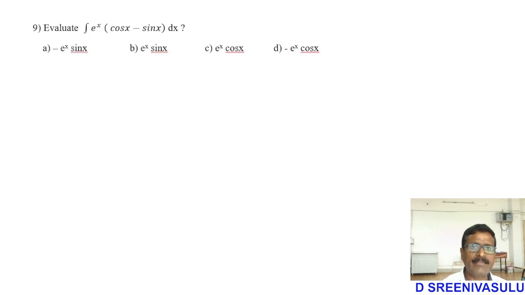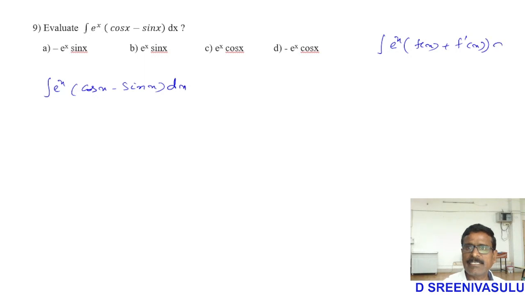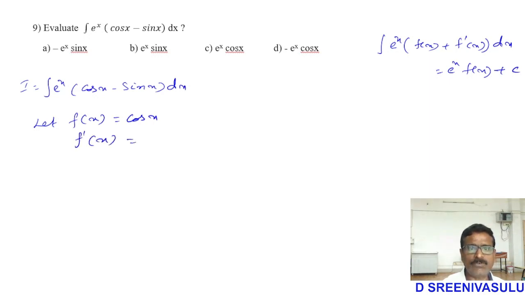Question number 9. Evaluate integral e power x into cos x minus sin x dx. We will use the formula integral e to the power of x into f of x plus f dash x dx is e power x f of x plus c. Here, let f of x is equal to cos x. Then on differentiation, f dash x is equal to minus sin x.